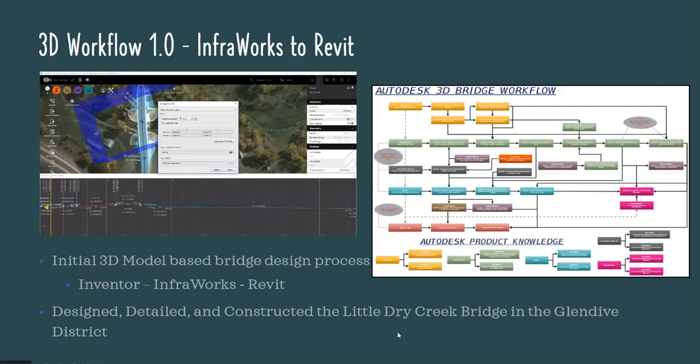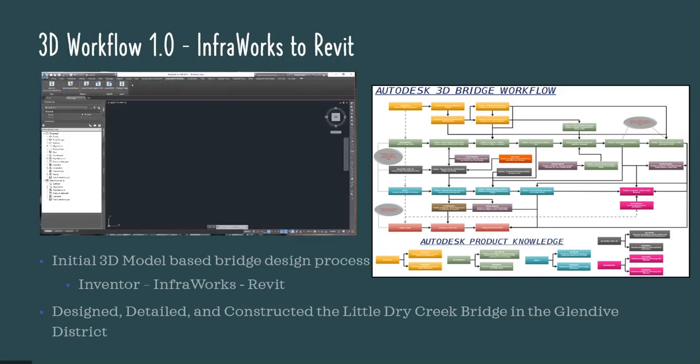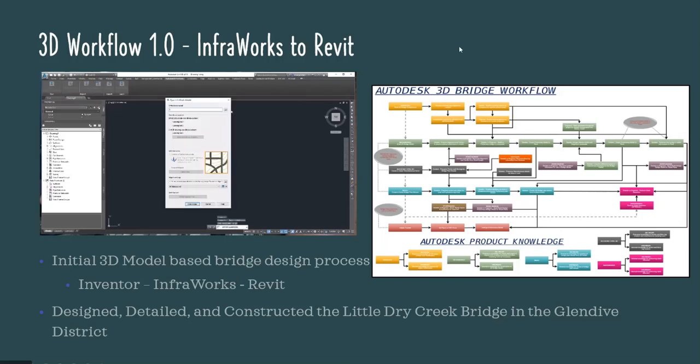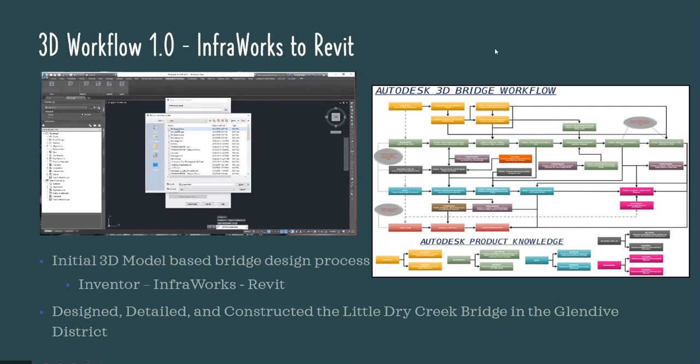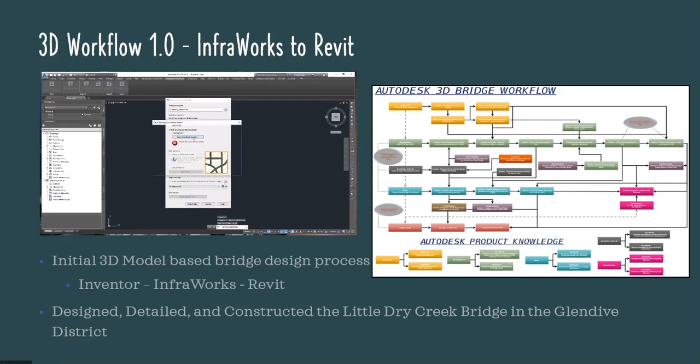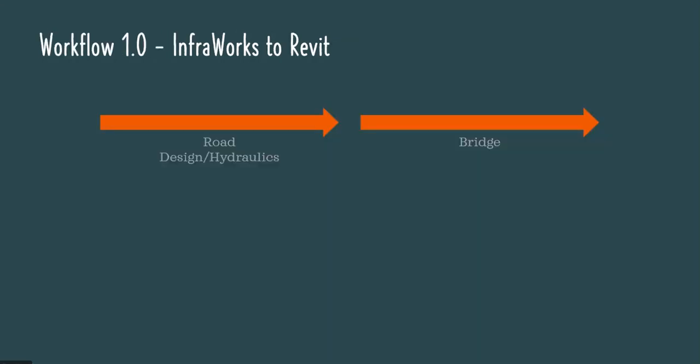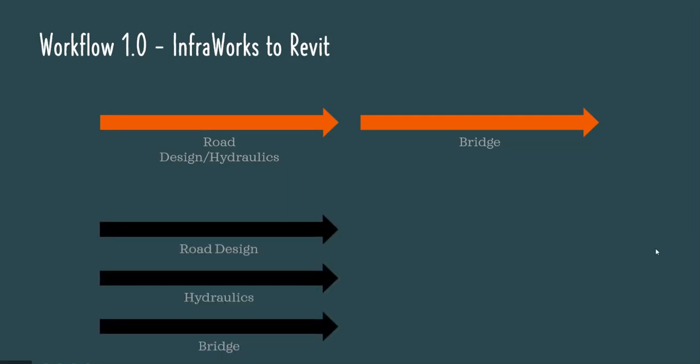And with Workflow 1.0, we designed, we detailed, and then we actually constructed the Little Dry Creek Bridge, and that was out in our Glendive district in the eastern side of the state. So this was a great workflow, and it allowed us to show our senior management that this is the way we used to work. Road design and hydraulics, they get in there and do a whole bunch of information, provide us some recommendations, provide alignment, provide stationing, and then Bridge will get in and start to do that work.